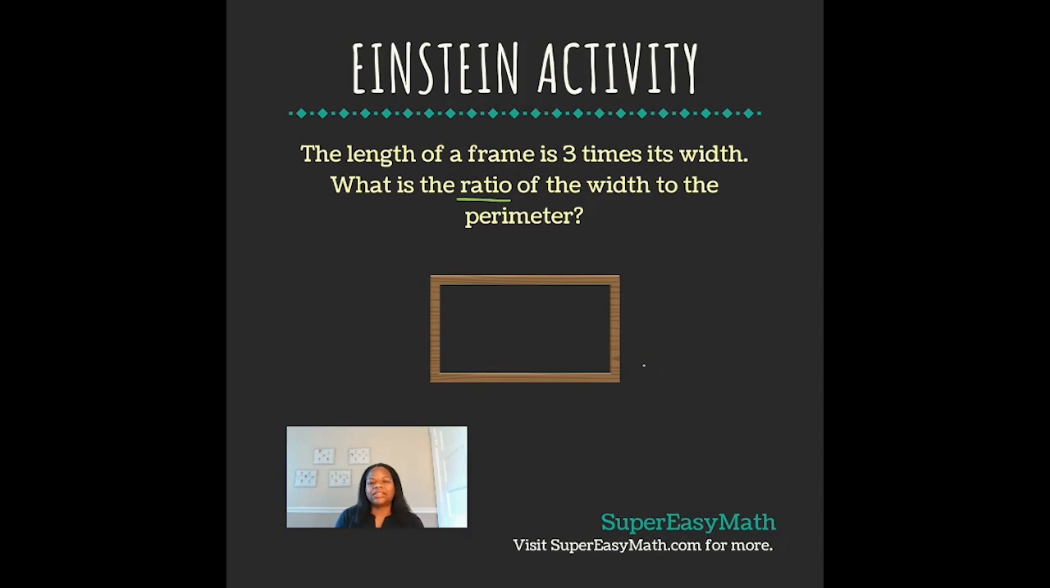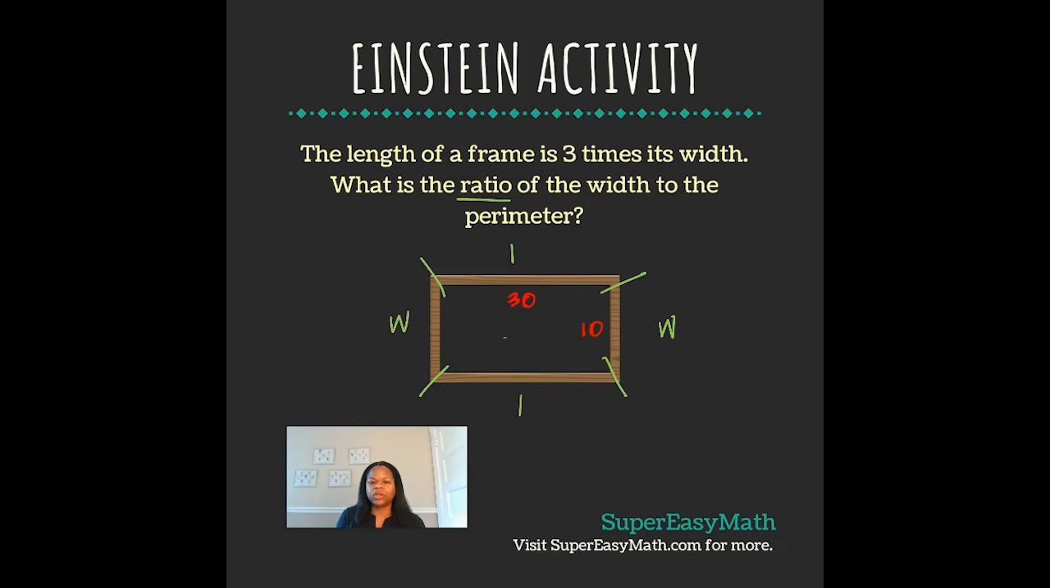So it says the length of the frame is 3 times its width. So I'm going to call this the width and I'm going to call this the length. So obviously, because this is a rectangle, the length would also be here and the width would also be here. Now it says the length of the frame is 3 times its width. So let's just choose the number 10 for the width. And if the length is 3 times that, that means the length would be 30.